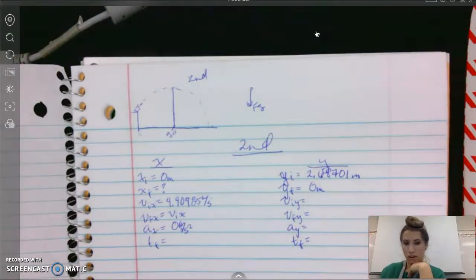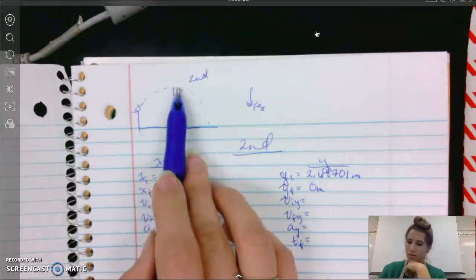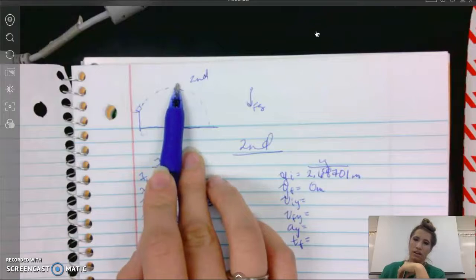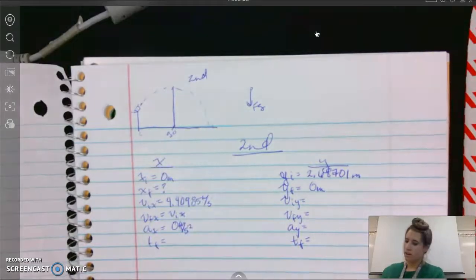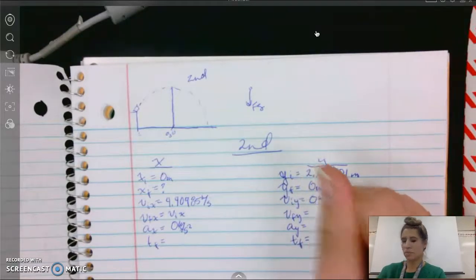Velocity initial in the Y. I'm starting at the very top of this arc, right at the top of the apex. And in the Y direction, when an object is right on the top of that parabola, its velocity initial is 0 meters per second.